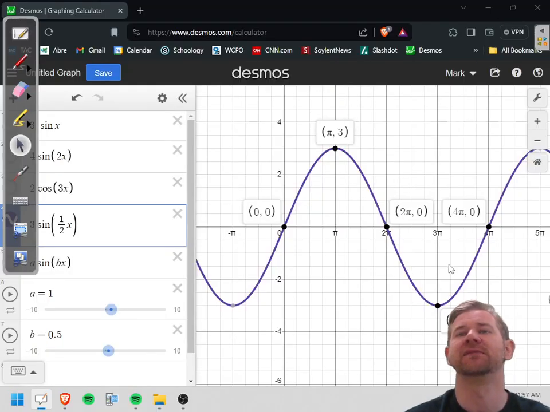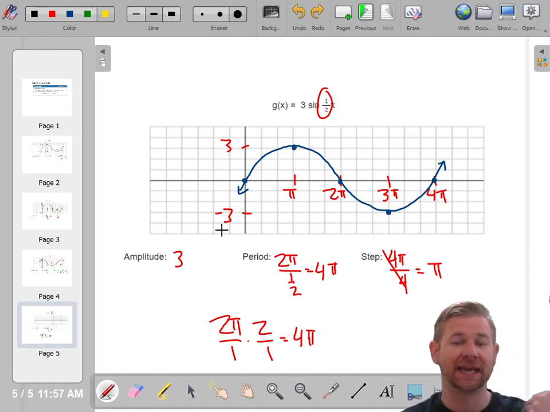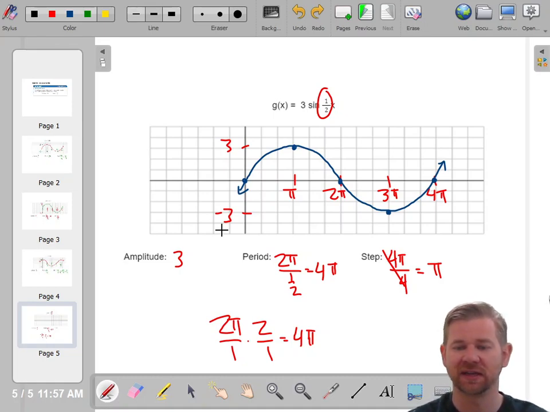So you can use Desmos to help you with your x and y axis, but you do need to understand what the amplitude is doing to the graph and what the period is doing to the graph.